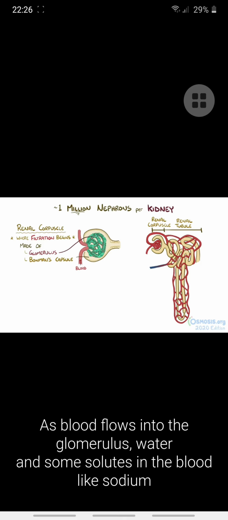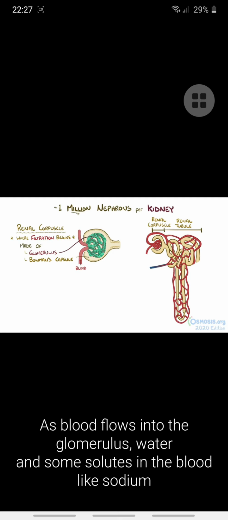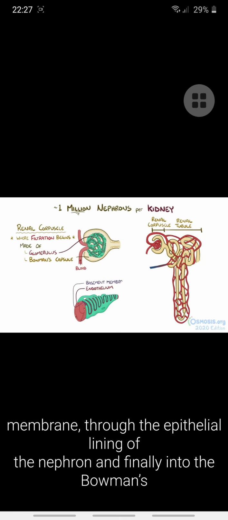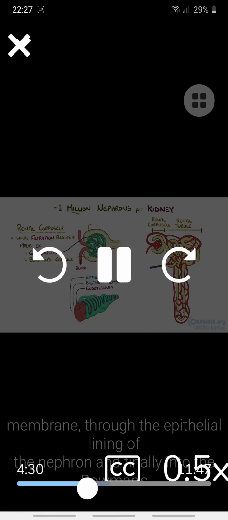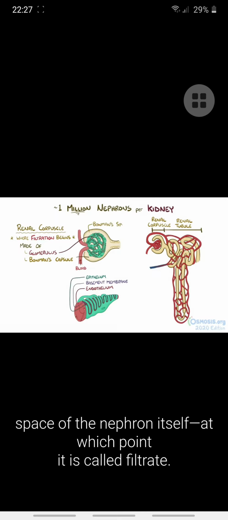As blood flows into the glomerulus, water and some solutes in the blood, like sodium, are able to pass through the endothelial lining of the capillary, move across the basement membrane through the epithelial lining of the nephron, and finally into the Bowman's space of the nephron itself, at which point it is called a filtrate.